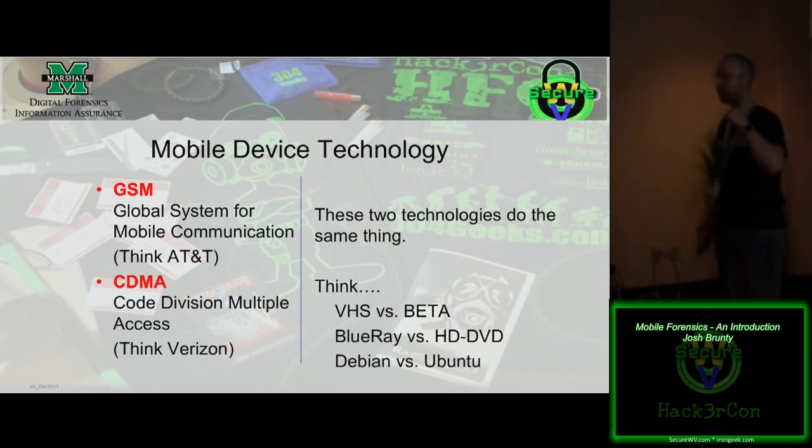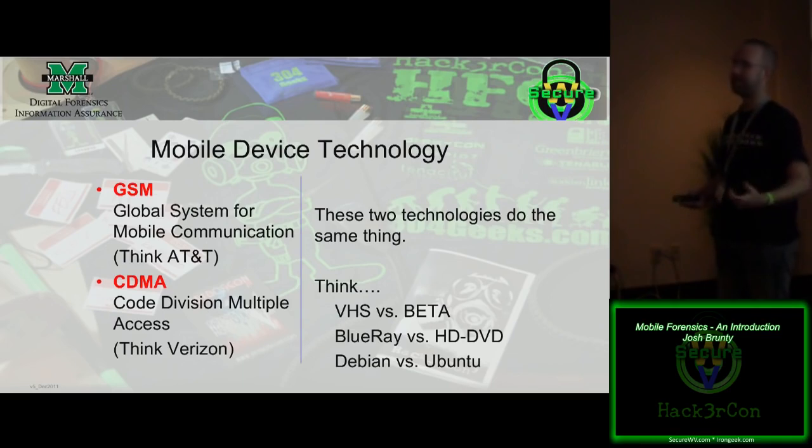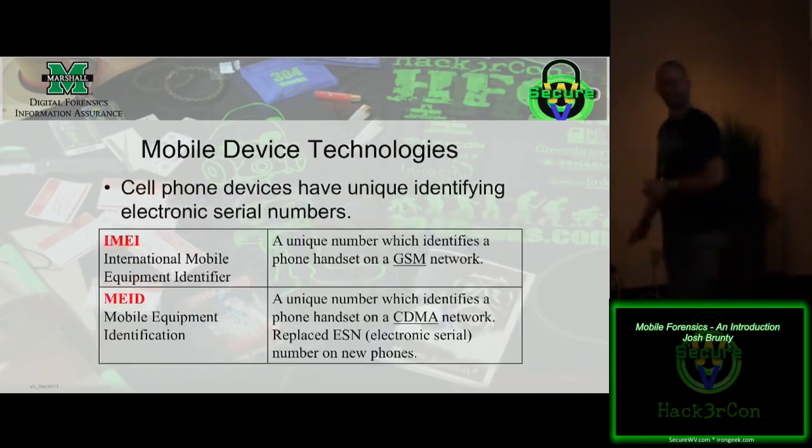Those are the two networks that you'll see in the States. In Europe, for example, you don't really see a CDMA network because the network wasn't originally built that way. So phones over there are GSM phones, meaning that you're going to encounter a SIM card most of the time.